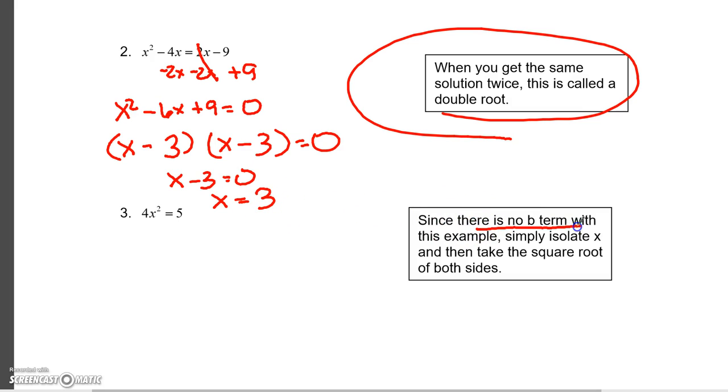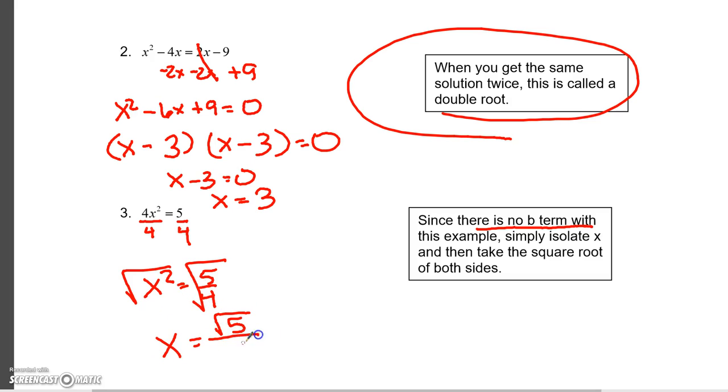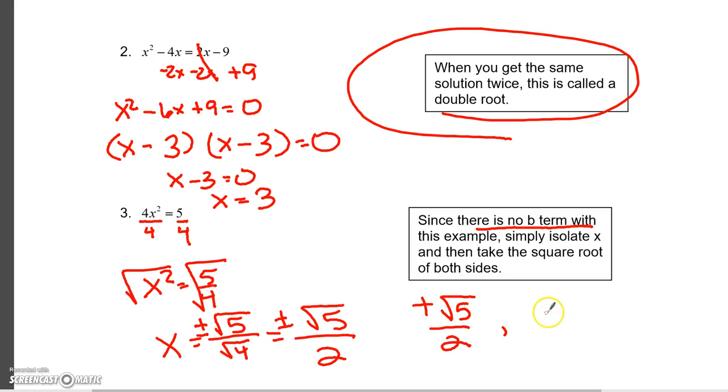On this one, since there is no b term, you can simply isolate x and take the square root. So here we're going to divide by 4. And now we get x squared by itself. And then we take the square root, which means we take the square root of 5, we take the square root of 4. Well, this simplifies to the square root of 5 over 2. And anytime you take a square root, it's positive or negative. So it's positive the square root of 5 over 2. Also negative the square root of 5 over 2.